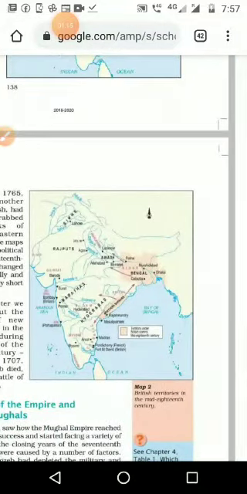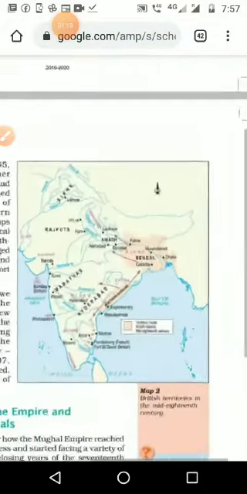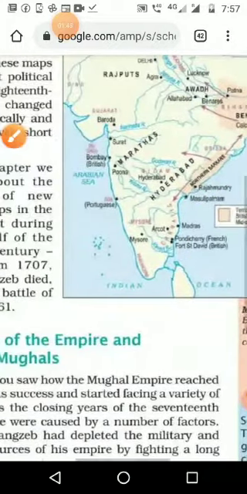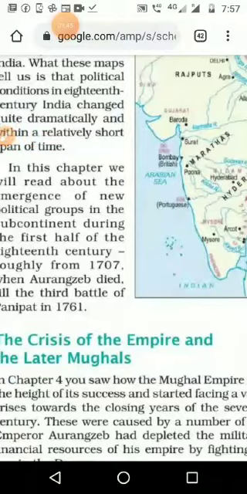Then here is given the second map, British territories in the mid of the 18th century. British people came, and then they started to make their own rule. Here we can see the West Bengal or Bangladesh area, and the coastal areas of Andhra Pradesh, Orissa, and a little bit of Tamil Nadu, which they took and started to rule. They did not rule fully, but established a small power there in the name of trade.